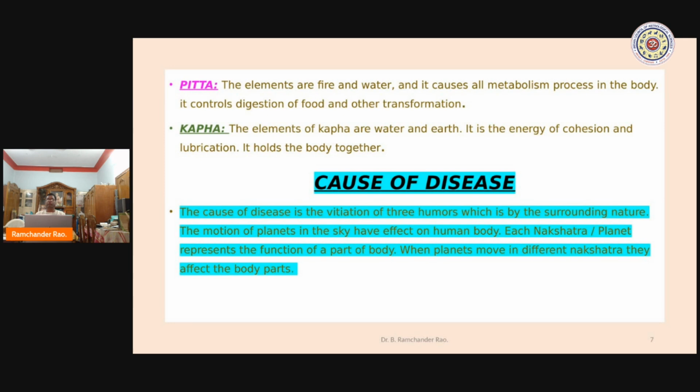Earth and water. It is the energy of cohesion and lubrication. It holds the body together, keeps the body intact. Kapha is very, very important. The causes of the disease, what?